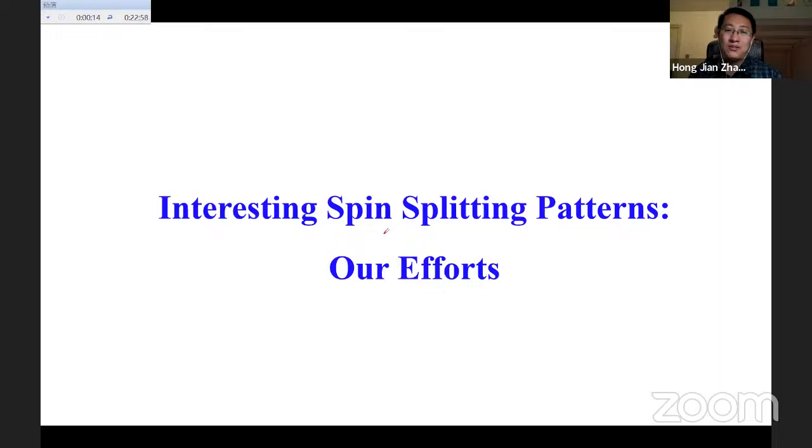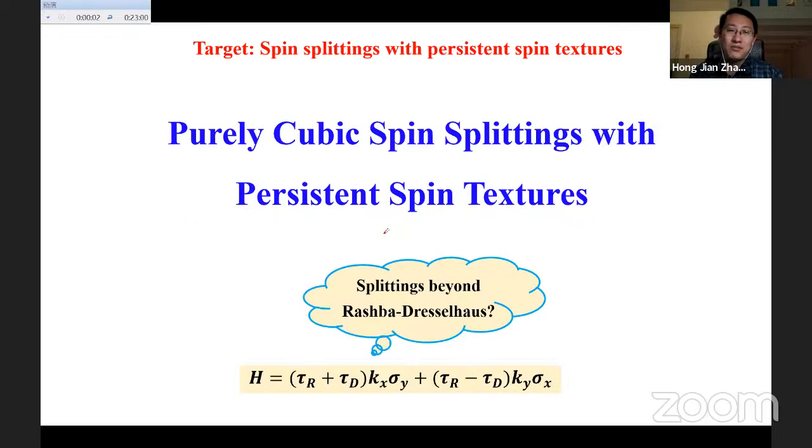Regarding several interesting spin splitting patterns, the first one we want to share is the purely cubic spin splitting with persistent spin texture. Remember that our target is to find spin splitting with persistent spin texture, let's say spin magnetization doesn't depend on electronic momentum. Previously, we could start from Rashba and Dresselhaus spin splitting. We play with the coupling strengths of the Rashba and the Dresselhaus so that we arrive at persistent spin texture. But is there any other mechanism that allows us to host persistent spin texture?